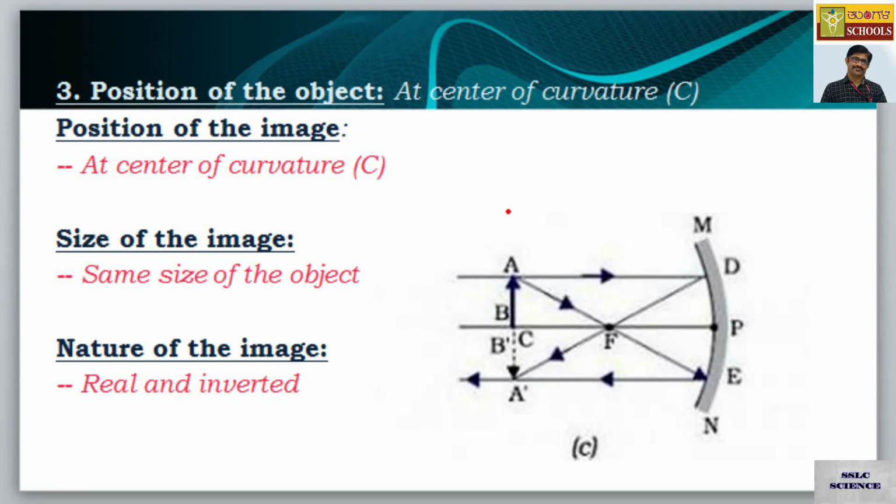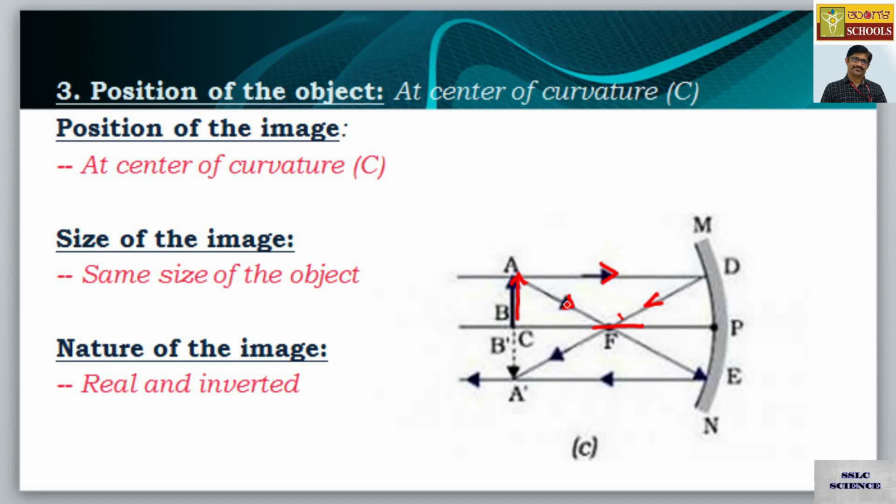Now you are keeping the object exactly at center of curvature. The AB, the object kept on the center of curvature. Again, the ray which is parallel to the principal axis should pass through F. Okay, and when you kept this, the ray should go through the principal axis, should go through principal focus F.